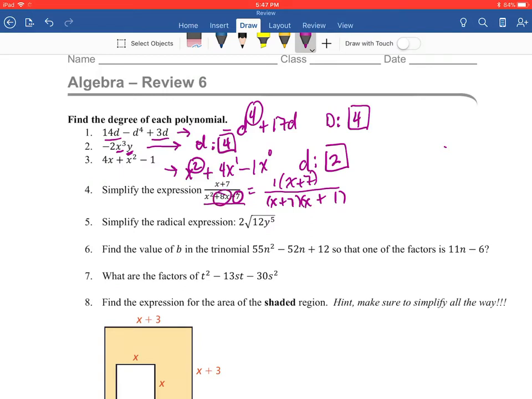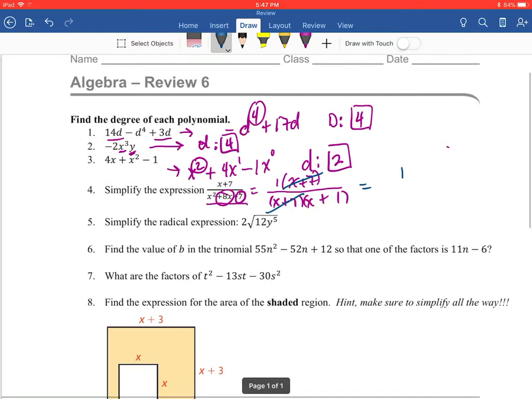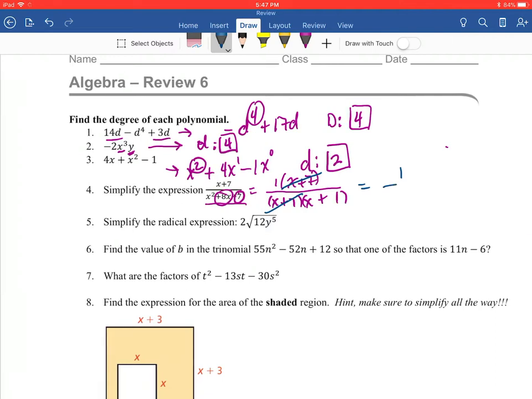Okay? Now, I'm going to look and see which factors I can cancel out that are in my numerator and my denominator. I can cancel out the x plus 7. So then I'm left with 1 over x plus 1.